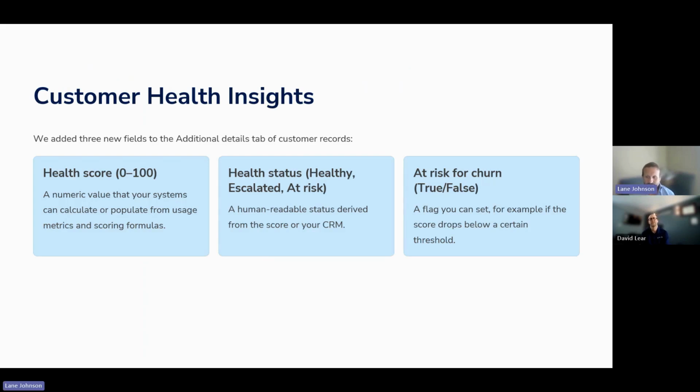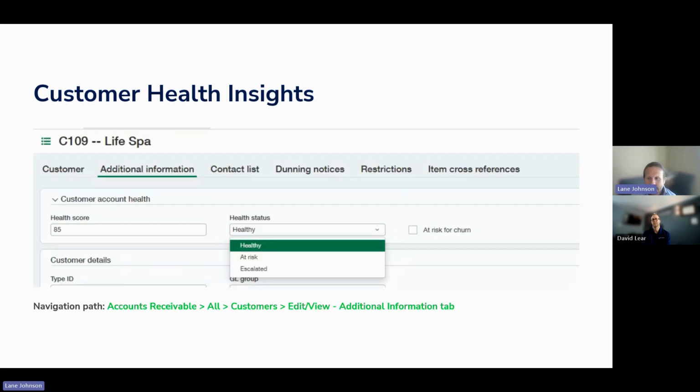Customer health. I think this is just a great example of bringing customer CRM information and your finance and accounting information together. And so Sage has added a health score, a health status, and an at risk for churn field. This just gives the team a place to store those and report on those inside Sage Intacct. And this is bridging finance operations and customer health signals that could be coming in from CRM, to allow you to take action.